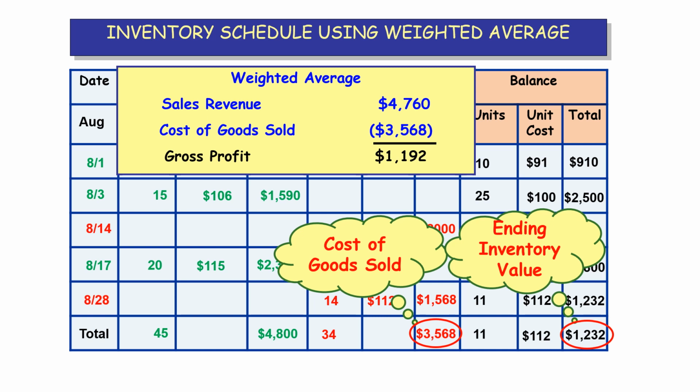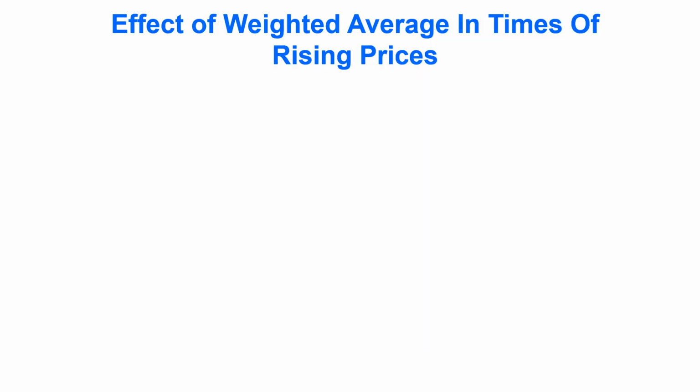Now, to calculate the gross profit, all we need to do is take the sales revenue from the question, which is 4,760, minus the cost of goods sold, 3,568, which we just found. This will give us a gross profit of $1,192. So this is how a weighted average works. You need to calculate a new average cost after every purchase.